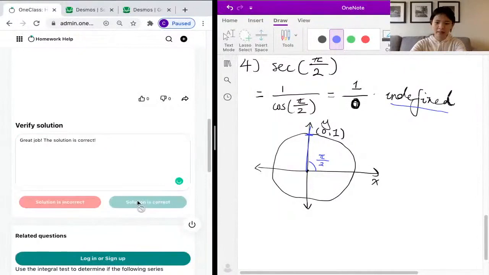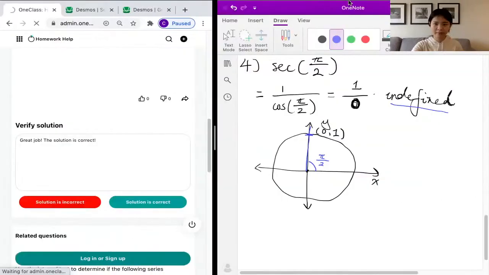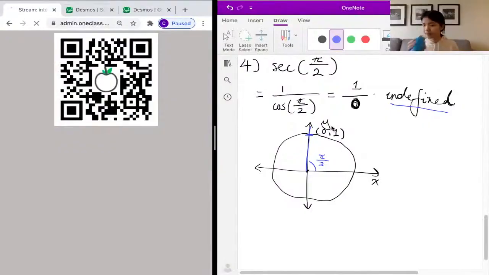Perfect. Now let's move on to our next problem.